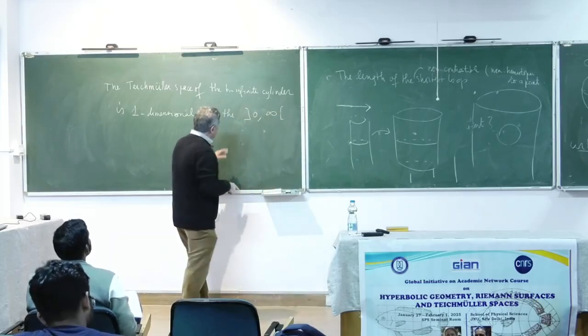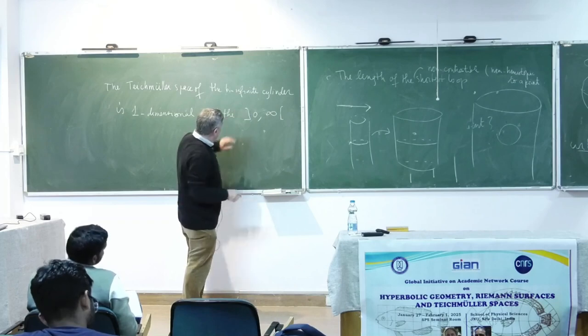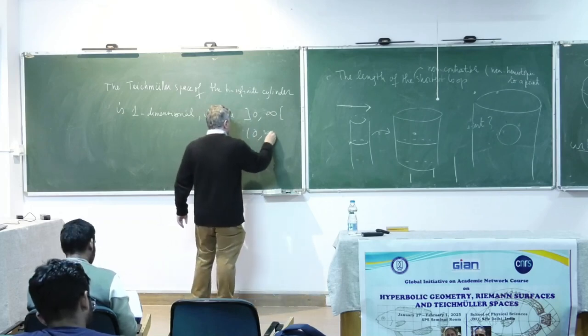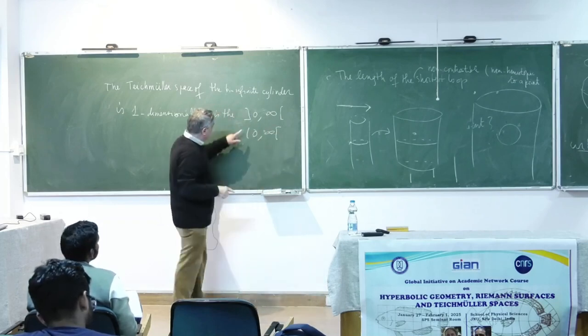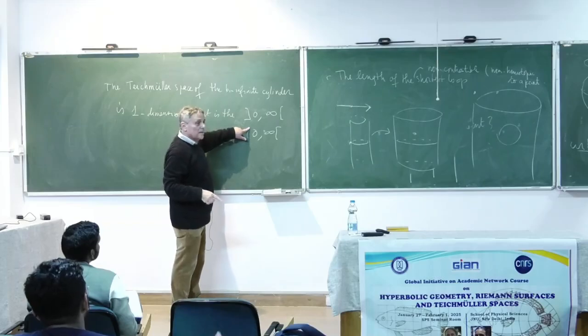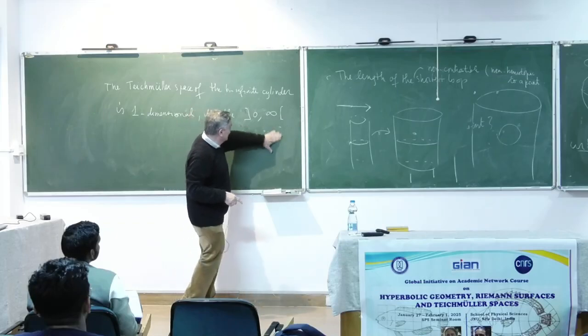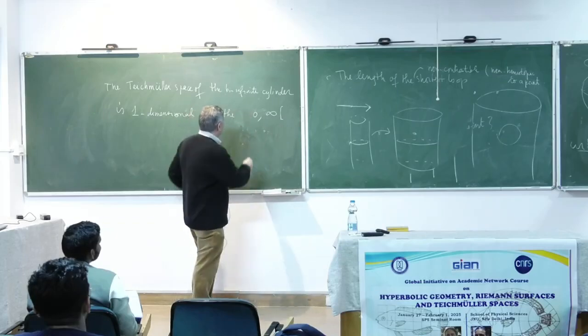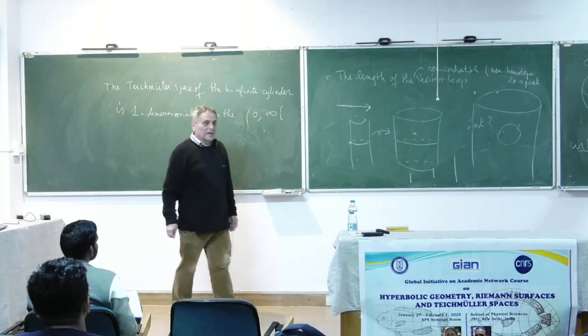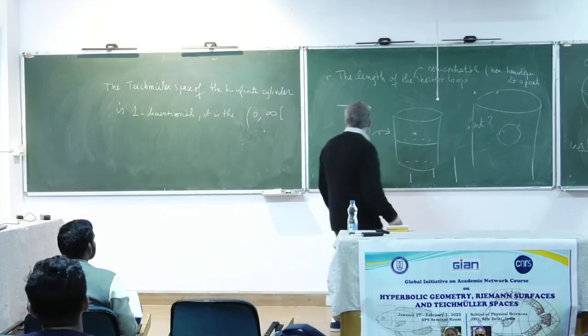So do you write this like this? Because in France you write zero infinity like this, but you use the American notation. You use the second one. Okay, the first one, you use this. Okay, so it's okay. So this is a one-dimensional Teichmüller space.